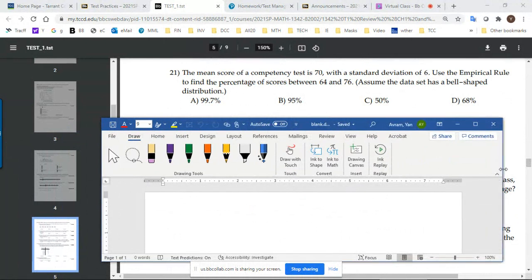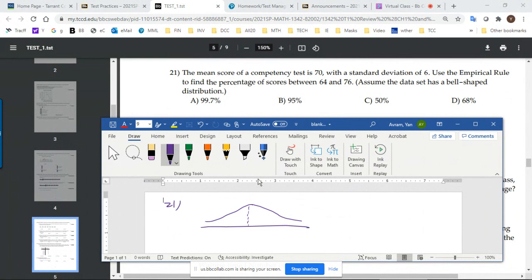All right, so let me go ahead and draw a little bell curve, right? We have 21 right here, and then we're going to draw a little bell curve. My mean here is 70. The standard deviation here is 6. And then we're going to find 64 to 76. So where is 64?